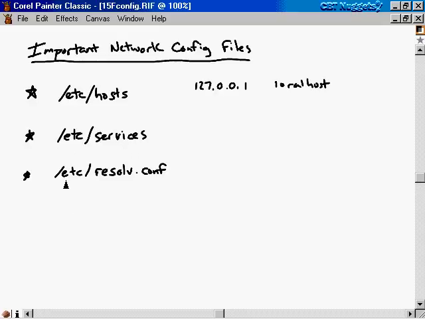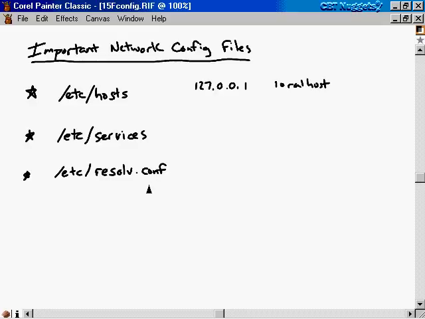And then there's etc resolv.conf. Resolv.conf contains the IP addresses of the name servers that you're supposed to use to do domain name resolution. If you're using a DHCP service, like a DSL line or something like that with DHCP, probably your name servers are also supplied to you as well.